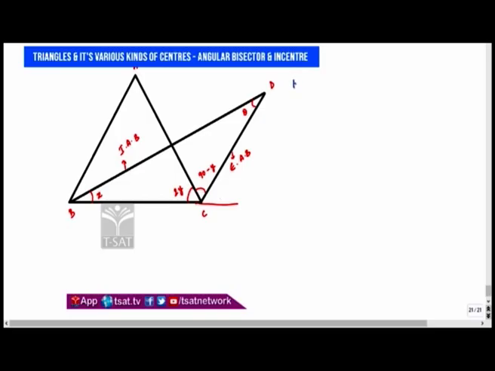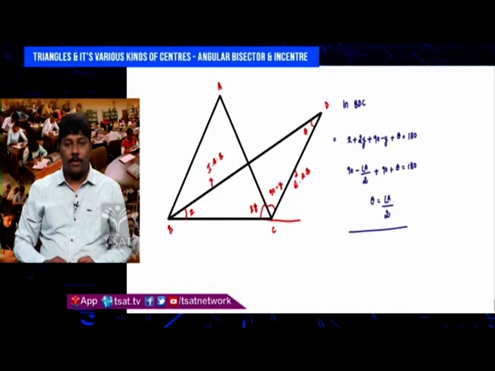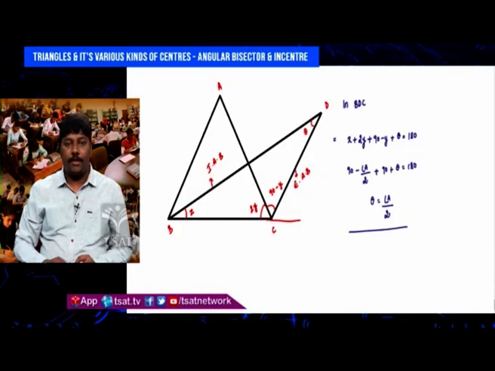Now, consider triangle BDC again. x plus 2y plus 90 minus y plus theta is equal to 180. x plus y, you got it. x plus y is nothing but 90 minus A by 2, plus 90 plus theta is equal to 180. The 180 gets cancelled. Theta here is equal to angle A by 2. So when one internal angular bisector and one external angular bisector meet, the angle formed here, the opposite, is nothing but the third angle by 2. The angle formed by an internal angular bisector and an external angular bisector is the third angle by 2.